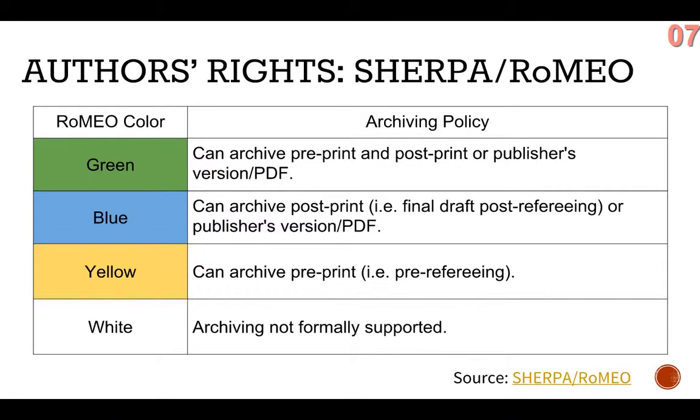SHERPA ROMEO uses colors to code different levels of archive permissions. These colors are not to be confused with the gold and green open access standards. Publishers allow you to self-archive different versions of articles. These include a preprint, which is the original article version submitted for review, or a postprint, which is the Word document that incorporates the reviewer's comments, or the publisher's version, which is the final PDF of the article.